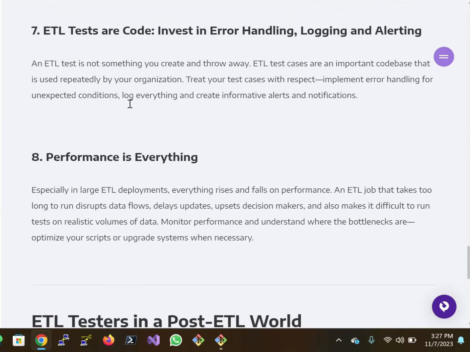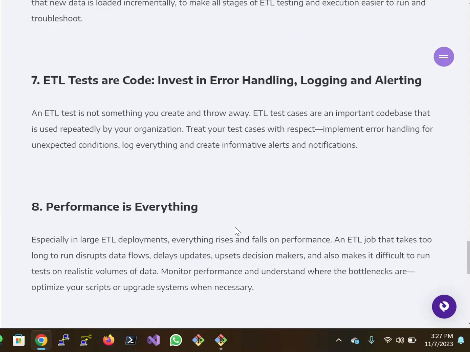The final one is performance is everything. Especially in large ETL deployments, everything rises and falls on performance. An ETL job that takes too long to run disrupts data flows, delays updates, upsets decision makers, and also makes it difficult to run tests on realistic volumes of data. Monitor performance and understand where the bottlenecks are, optimize your scripts and upgrade the system whenever necessary.